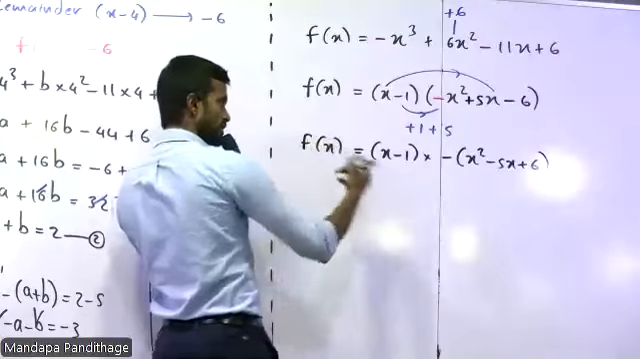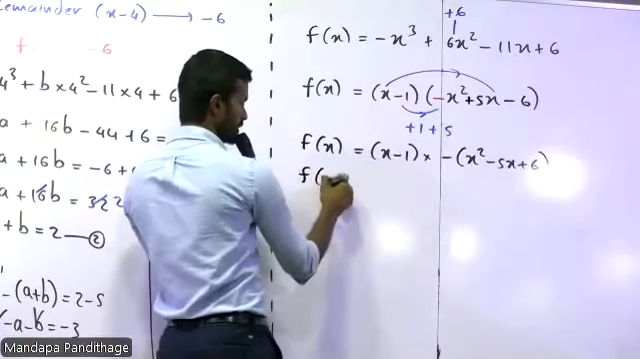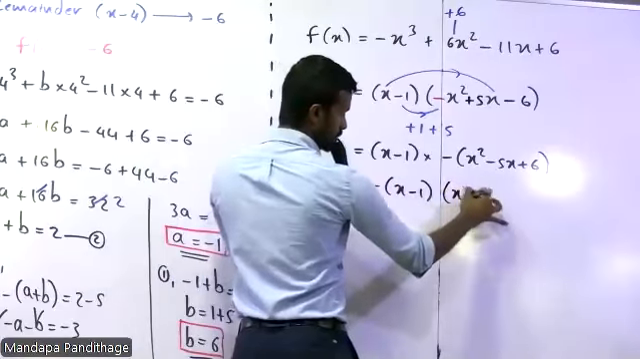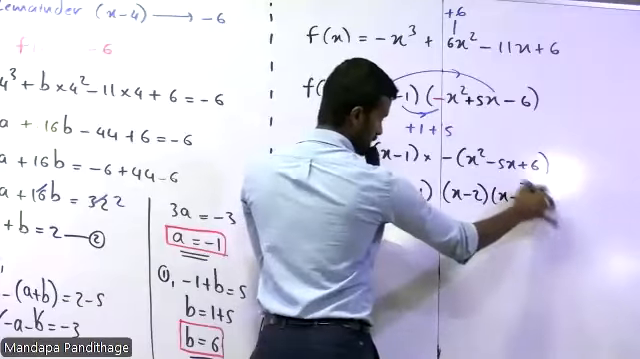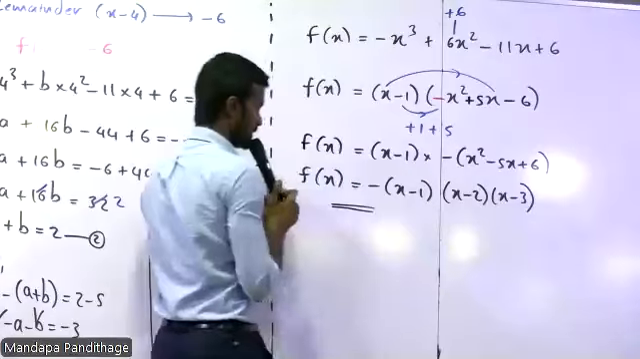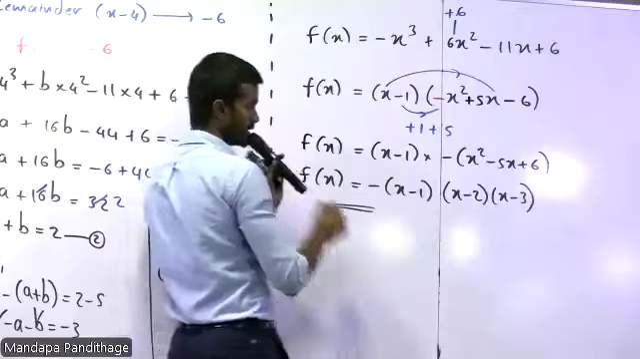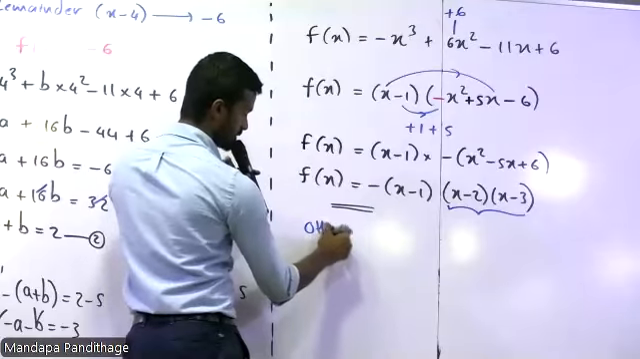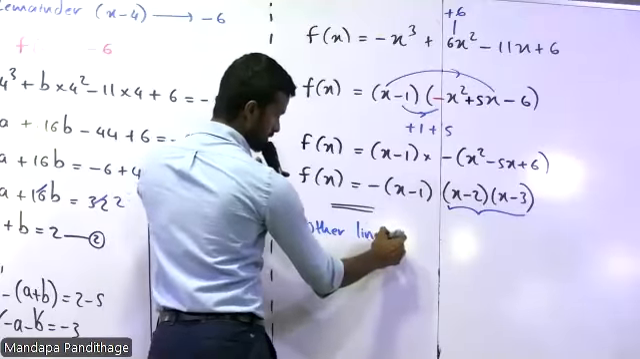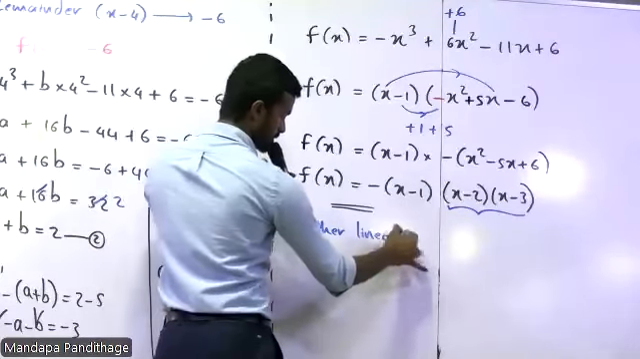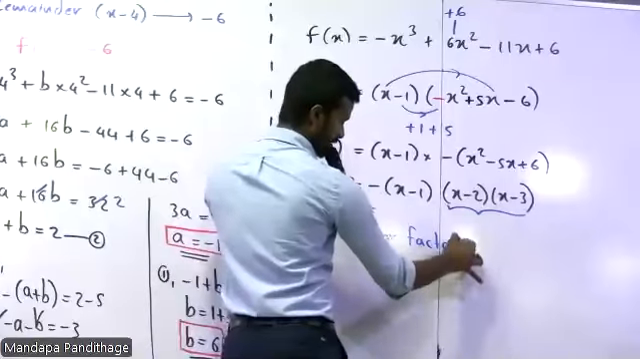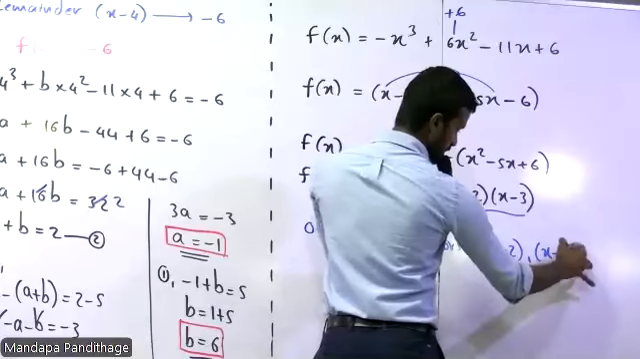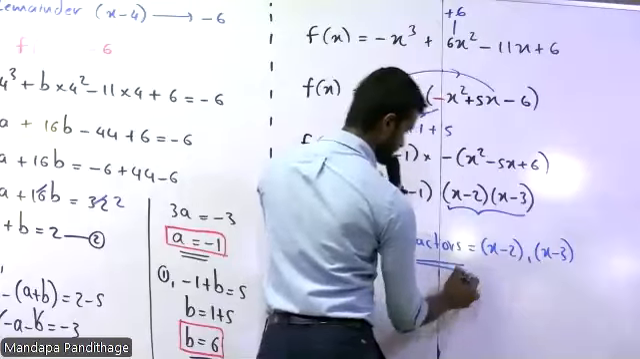And there are two ways that you can write this. When you take this minus forward, it's minus x minus 1. When you factorize this, you get x minus 2 and x minus 3. So they're asking what are the two other linear factors. These are the two other linear factors. You can write one is x minus 2 and the other one is x minus 3. So this is one way that you can write this.